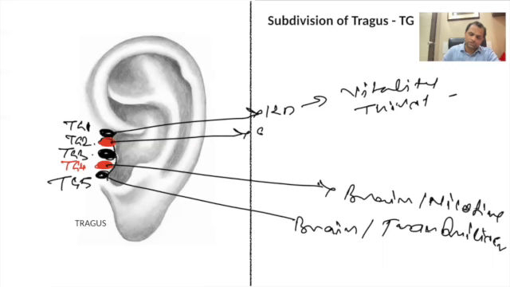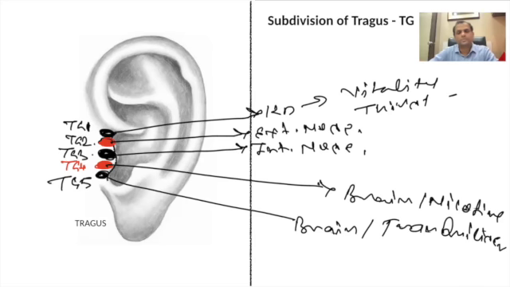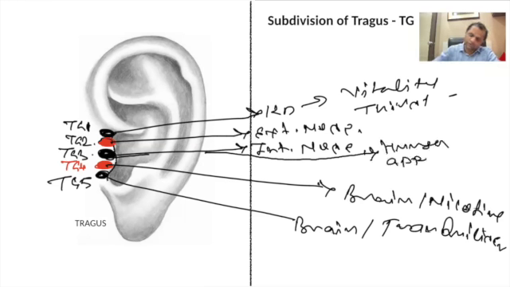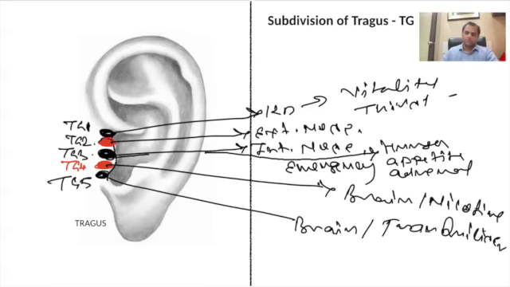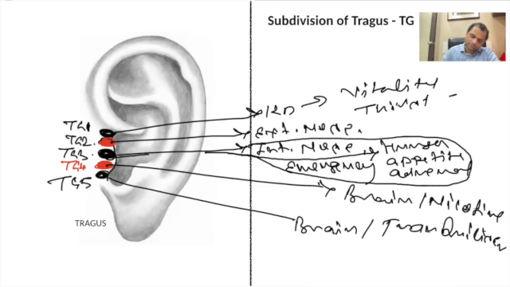Now tragus 2 is the external nose. Tragus 3 is the internal nose. Now regarding tragus 3, it is also the hunger point, appetite control point, adrenal gland point, emergency point. So this is all about tragus 3.